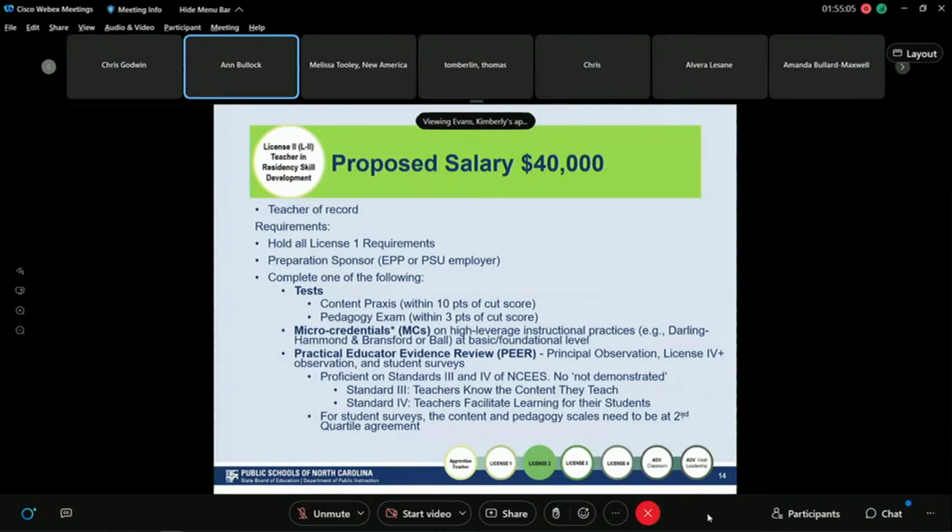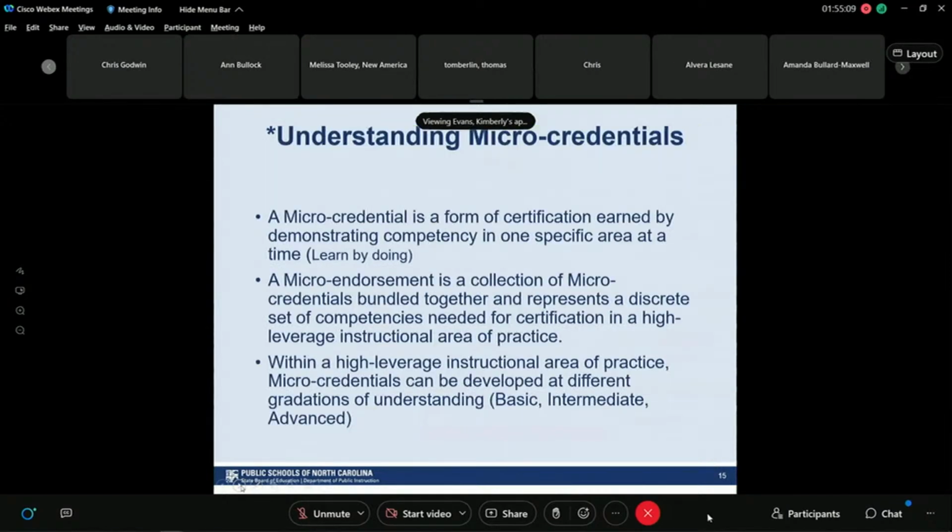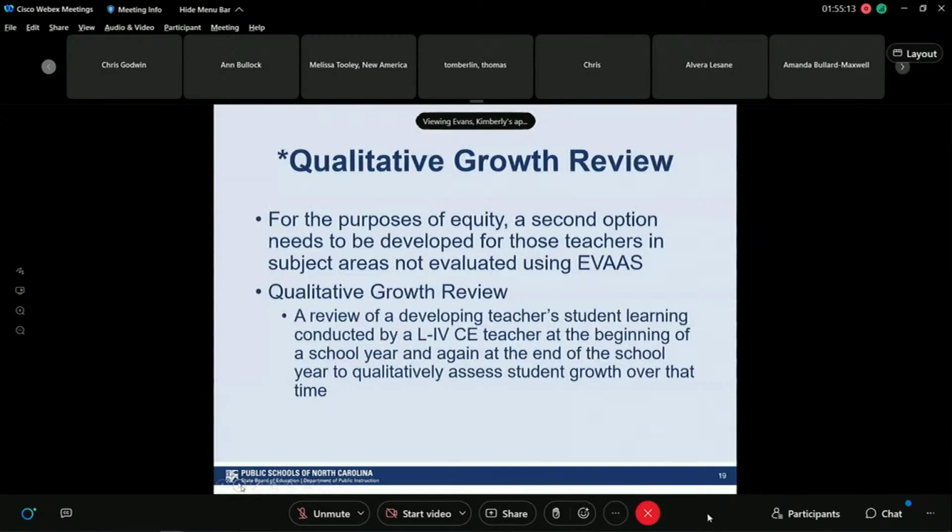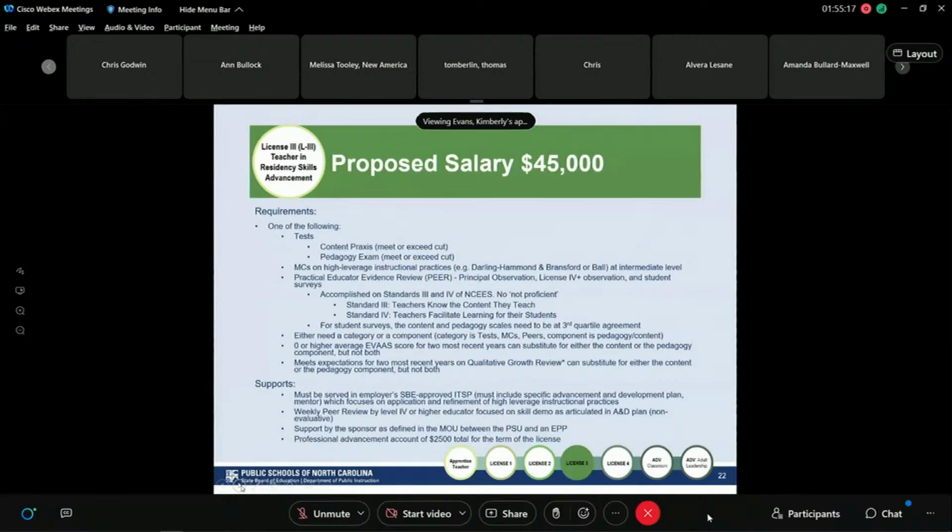License 3. Okay, this is the one, I believe, that in the overview model has the star of EPP on the top, just so y'all know. So this, again, one of the following: we have content test or pedagogy test. There's a micro-credentialing piece in here, but again, it's only on pedagogy. There's the peer, right? There's some other things down here at the bottom. Must be observed in employer's SBE approved ITSP.